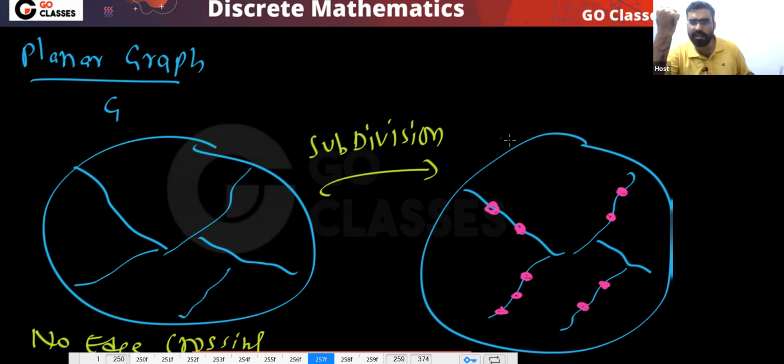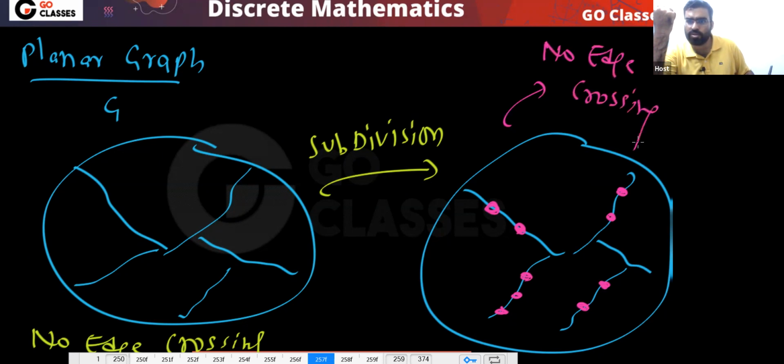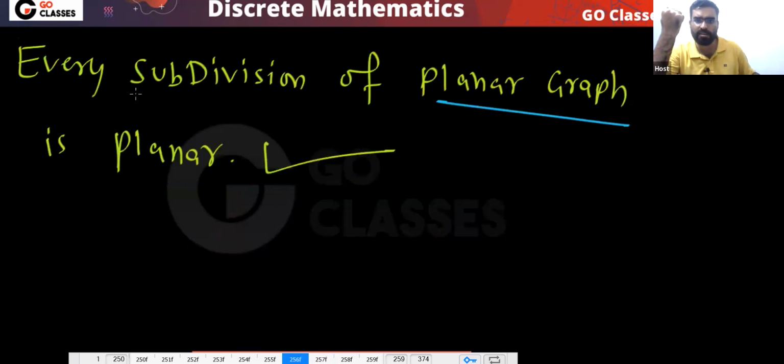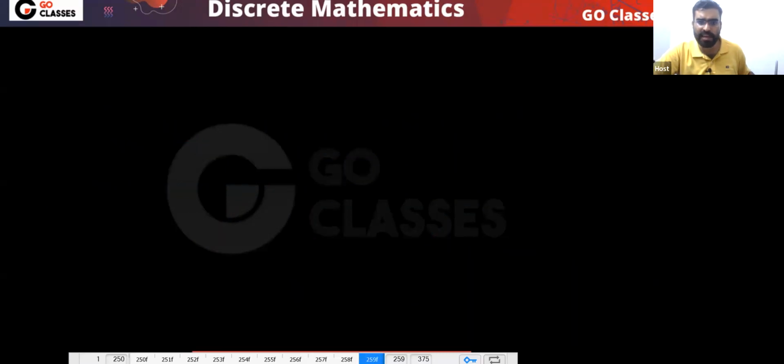then again there is no edge crossing. So this is the idea. Every subdivision of a planar graph is planar. Yes or no? And the same thing I can say for non-planar also. Every subdivision of a non-planar graph is non-planar.